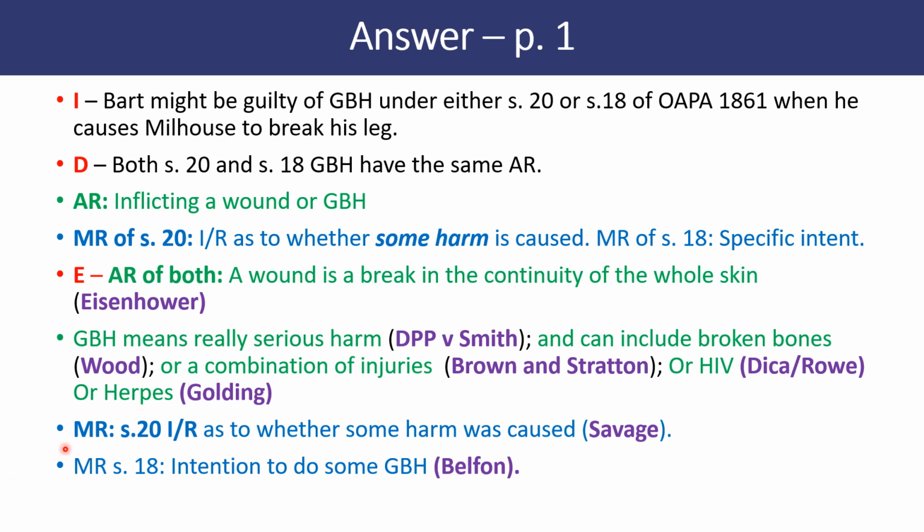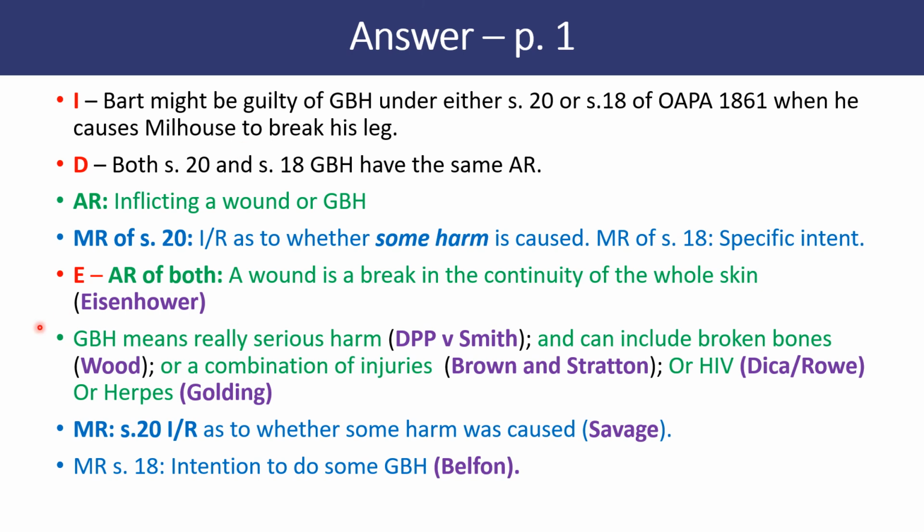So the actus reus of both Section 20 and Section 18 needs a wound or GBH. So I've explained that a wound is a break in the continuity of the whole skin, that comes from Eisenhower, whereas GBH means really serious harm, DPP and Smith, and it can include broken bones, a combination of injuries, HIV, herpes, and I've got cases to support that there. You don't have to use the same cases as me, but I'm just trying to explain what GBH means using some case authority. I'm then going to explain what the mens rea means.